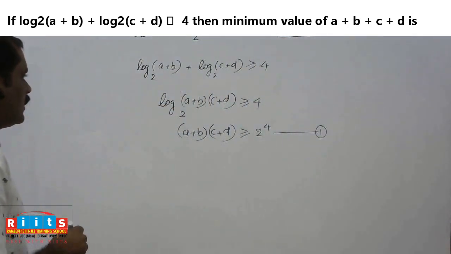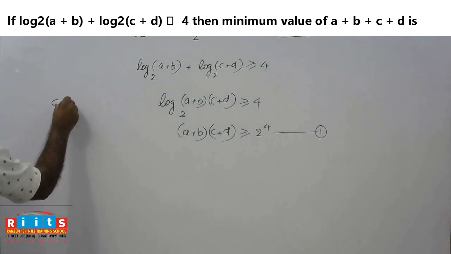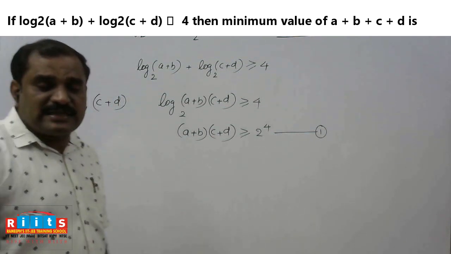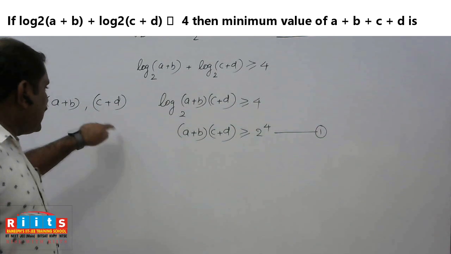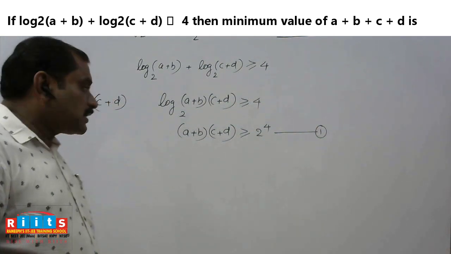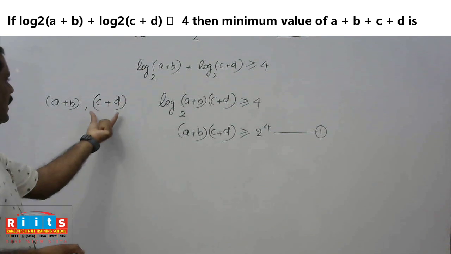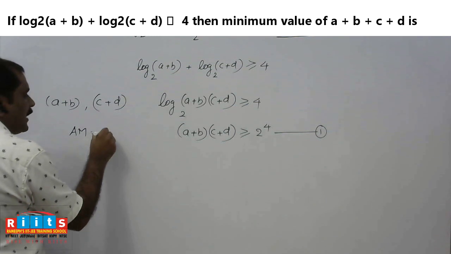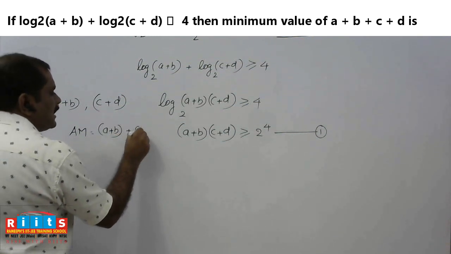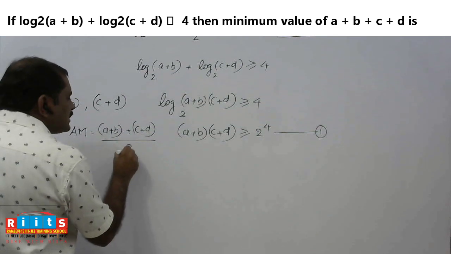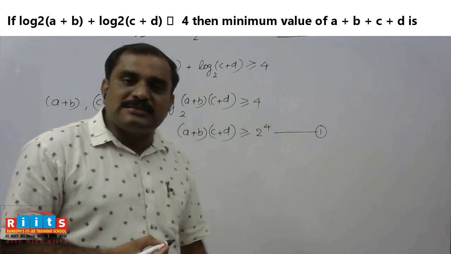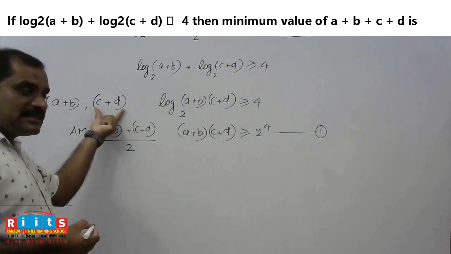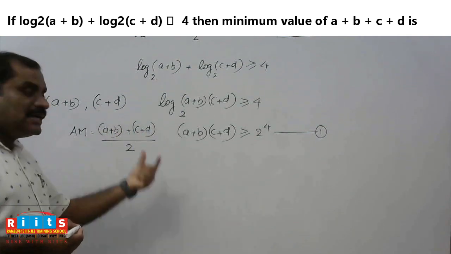Then a plus b and c plus d are two numbers. Since a, b, c, d are positive numbers, a plus b and c plus d are two positive numbers. Consider a plus b as the first number and c plus d as the second number. What is the arithmetic mean of both numbers? That is (a plus b plus c plus d) by 2.